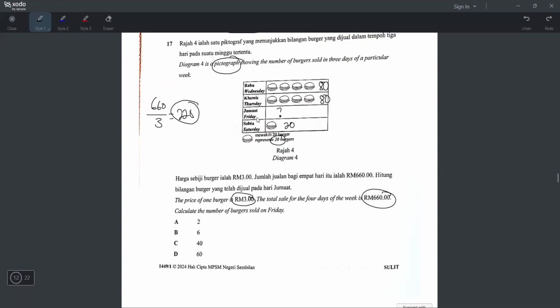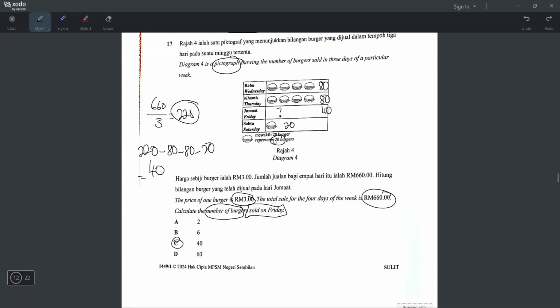Okay, so now how to get the Friday amount? Just take 220 minus everything. Minus 80, minus 80, minus 20. All right, let's press and see what we get. 40. So if you press, you get 40. So the answer is C, because they want to find the number of burgers sold on Friday, right? So the number of burgers sold on Friday is 40.